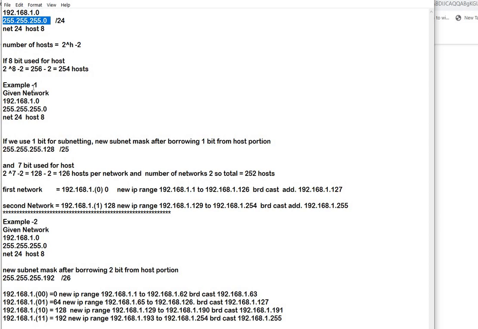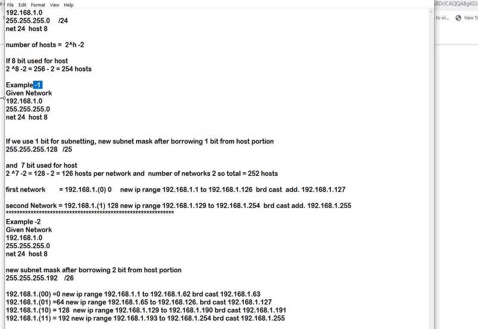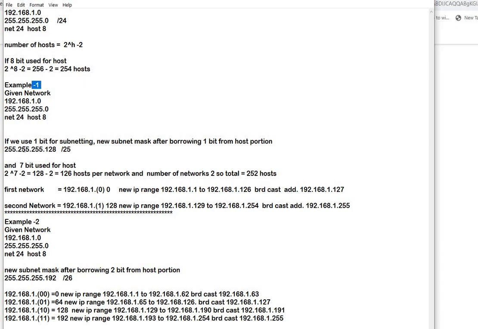Okay, if we want to subnet this network, what does subnet mean? I want to divide my network into multiple parts. For example, if I want to make 2 subnets in my network, I want to divide this network into 2 parts. So you can say this given network is 192.168.1.0. And if I want to subnet this, the formula for creating networks is 2 raised to the power n.